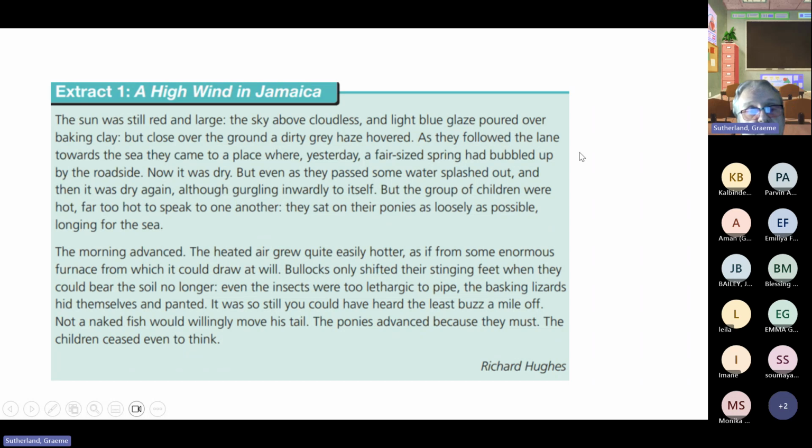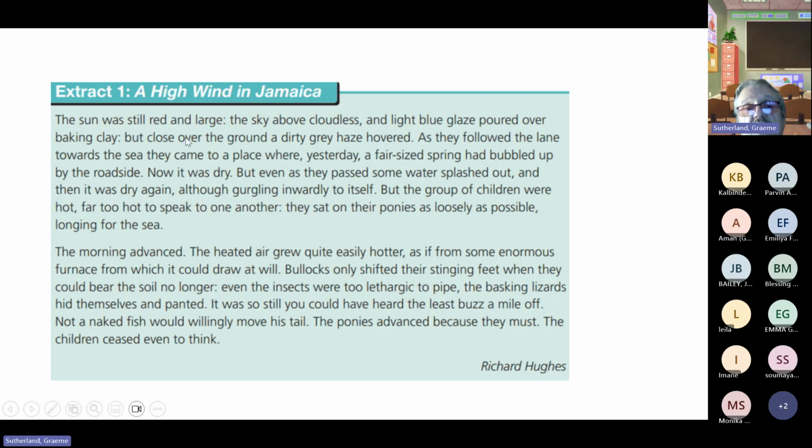Just a couple of examples to look at, writers using creative writing in different ways to describe things. So this is a description of a place, a scene, if you like. So you have, this is where the action is happening.